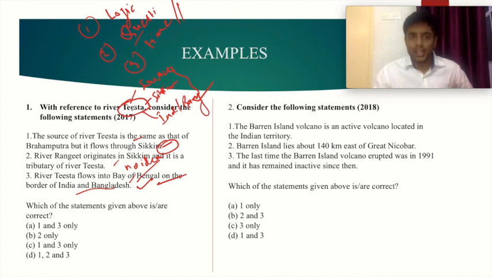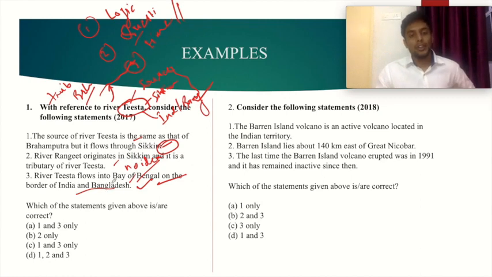It is about Tista. You all know Tista is a tributary of Brahmaputra, right? If it is a Brahmaputra's tributary, then it will merge into Brahmaputra and not into Bay of Bengal, right? So Tista doesn't flow into Bay of Bengal because it is the tributary of Brahmaputra. It would flow into Brahmaputra, right?